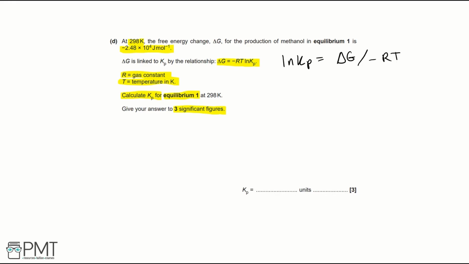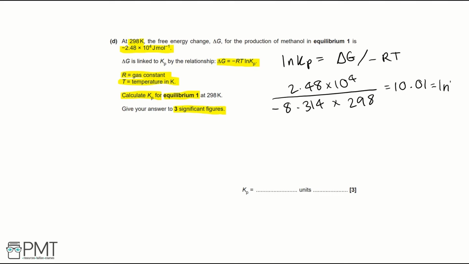So then we can plug in the numbers. So we can do 2.48 times 10 to the 4, and that's from this delta G value we're given in the question. Then divided by negative 8.314 multiplied by 298, which equals 10.01. And that's ln Kp. But we don't want ln Kp, we want Kp on its own. So to work out Kp, we need to do e to the 10.01, which equals 2.22 times 10 to the 4.